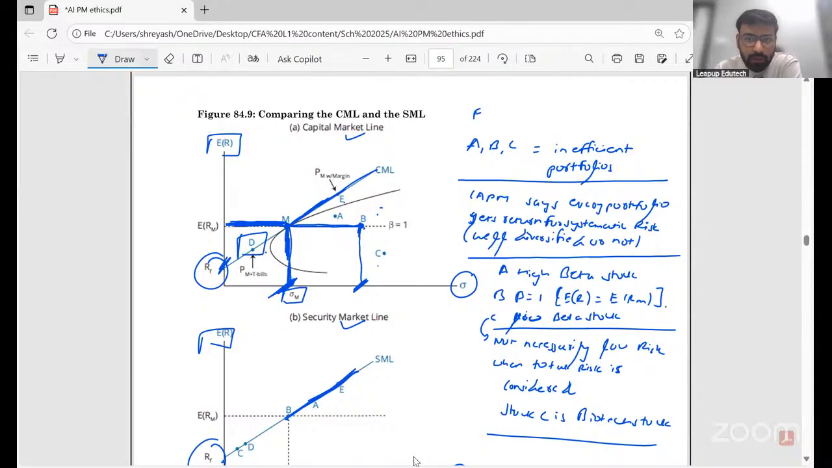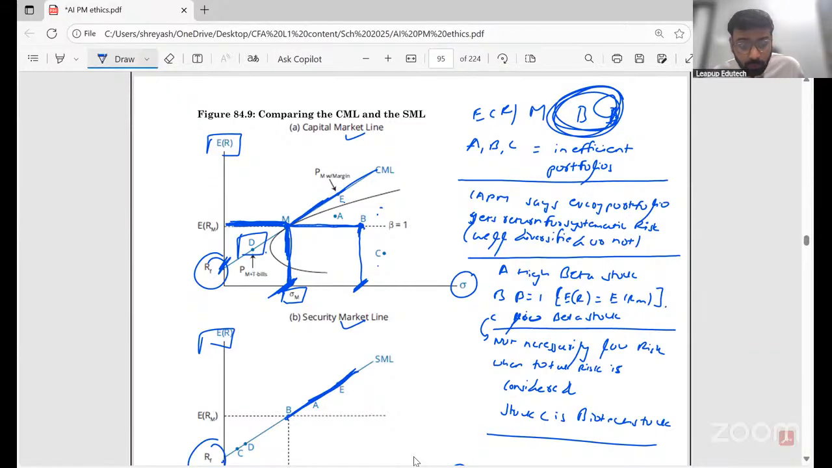The expected return of portfolio M, which is the market portfolio, and B is the same, but the risk of B is much more. And where does that risk come from? That risk comes primarily from unsystematic risk. Because you have taken more unsystematic risk in portfolio B, your portfolio is facing more risk.